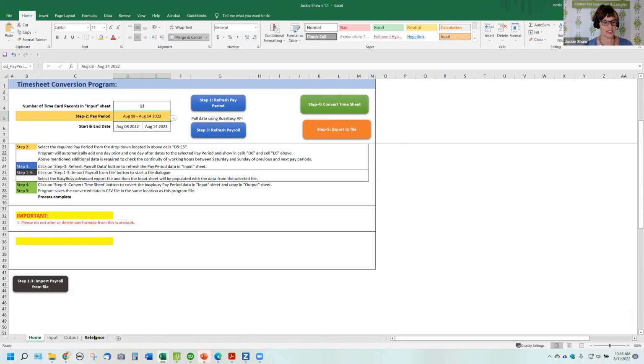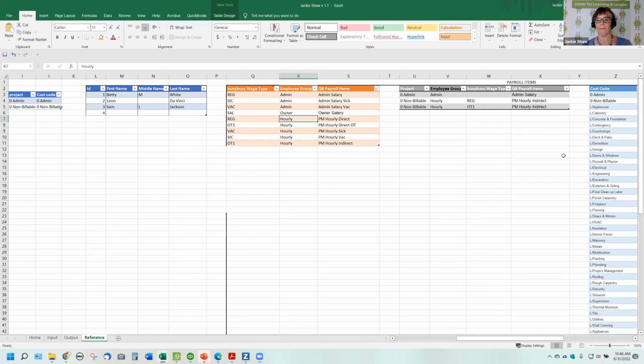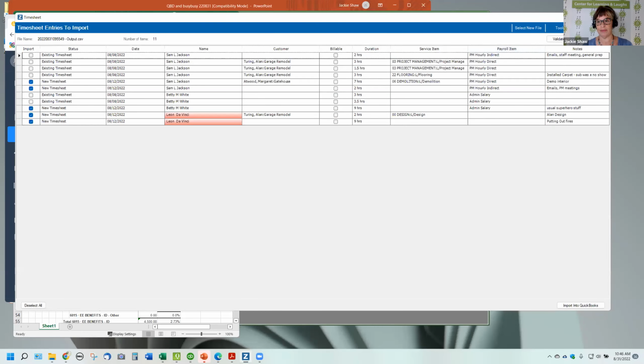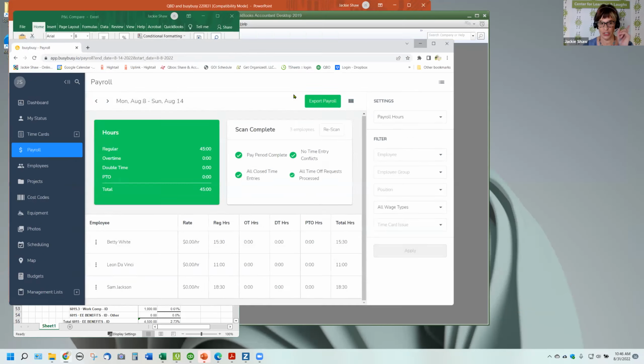This is where you tell the system what to do with all the data, like what to get rid of, what to add. Here's projects, fake projects that are in BusyBusy. Admin, non-billable admin. So I'm not going to teach you this because the BusyBusy team can teach you this.